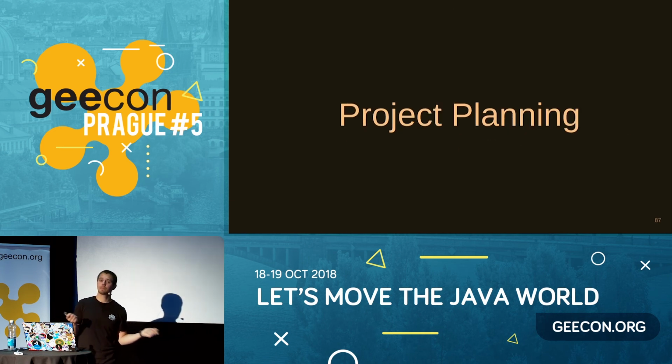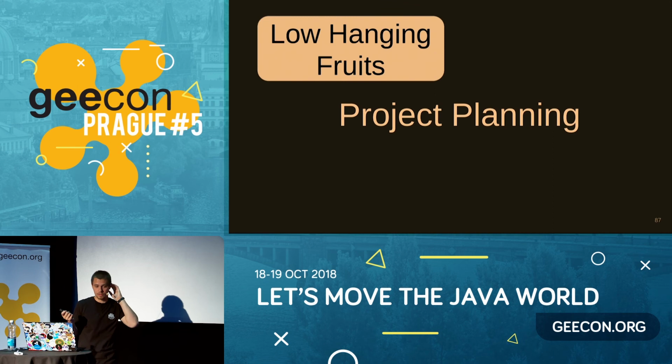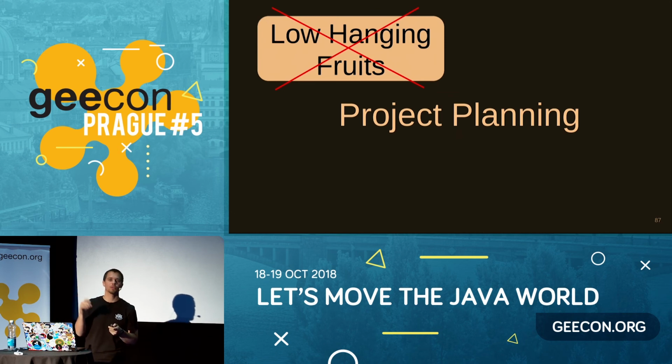And the project planning. Another source of stress. Low-hanging fruits are dangerous. When someone says, "Oh, that's simple, let's just do it," right?